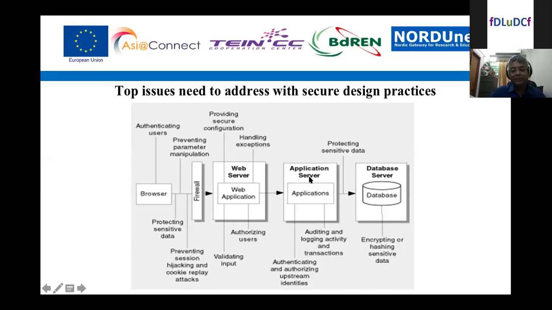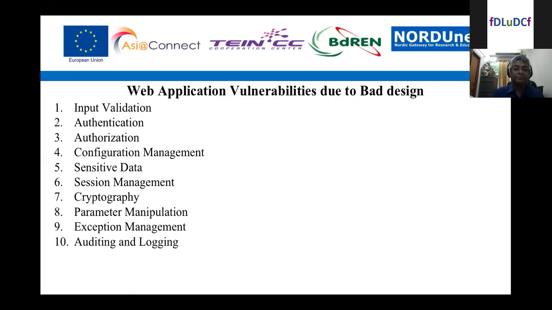And after this, in the application server, you have to authenticate and authorize upstream identities, and then audit and log activities and transactions. After that, you have the database, and between these you have to protect the sensitive data. And in the database, when you are storing information, you need to encrypt the data before storing it, because you have to store the encrypted data in the database to protect your sensitive data.